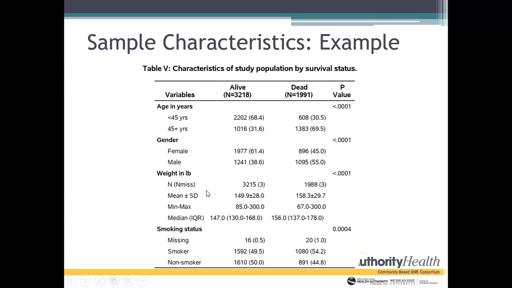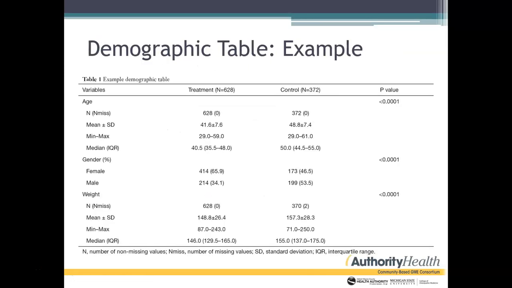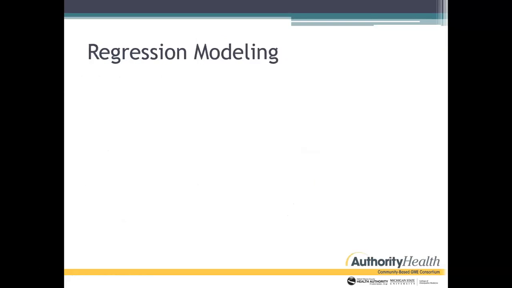So this is just an example. Here's another demographic table. This is exactly the same. We're talking about gender. Here you can see in the treatment group, there was a significantly higher number of women than men, and that's just another example.